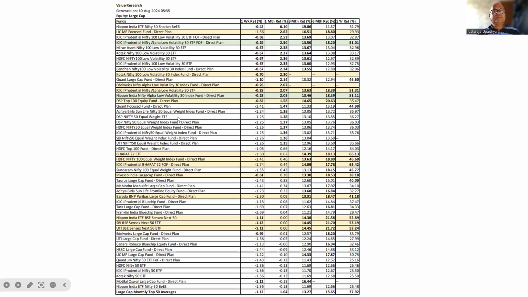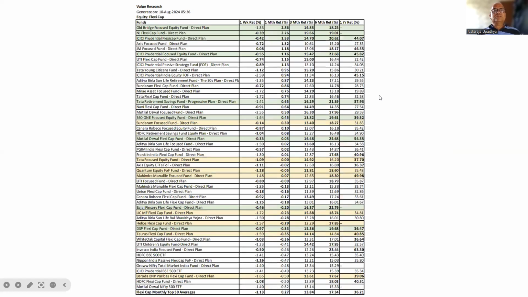Only two funds made it to the green. ICICI Prudential Nifty Alpha Low Volatility 30 ETF FOF was 2.50% for the month. Nippon India Nifty Alpha Low Volatility 30 Index Fund returned 2.05% for the month. The best annual return among these two came from Nippon India Nifty Alpha Low Volatility 30 Index Fund at 51.11%. So next we are discussing Flexi Cap Funds.